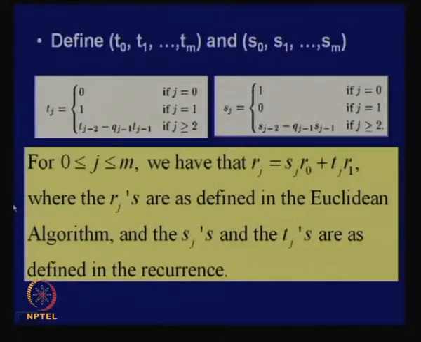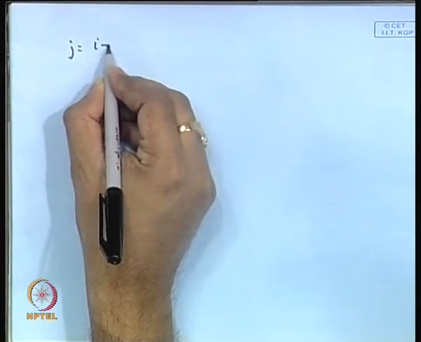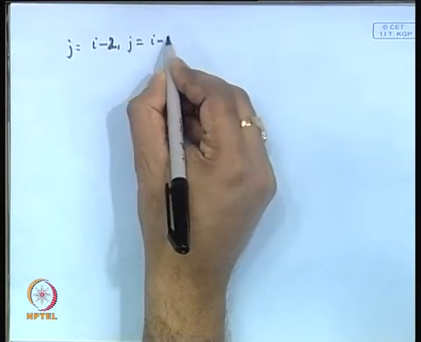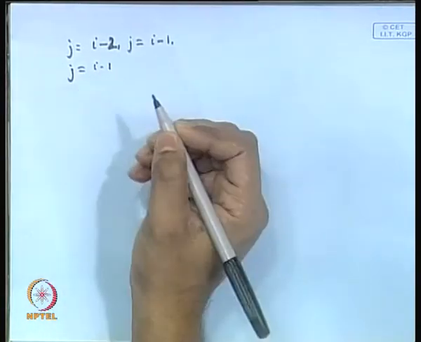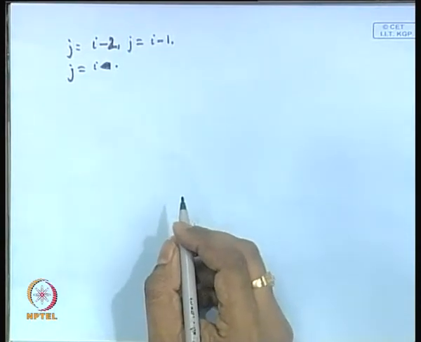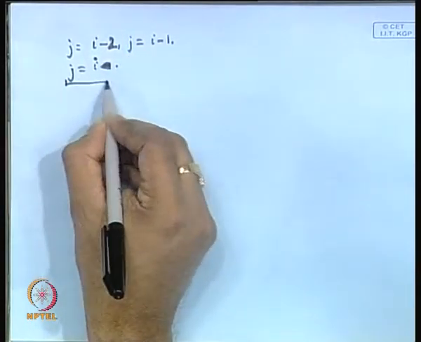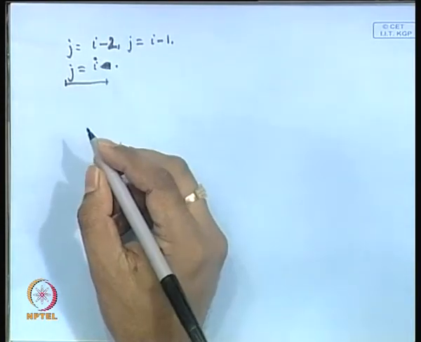So, why does it work? We can see why it works. For base cases like j equal to 0 and j equal to 1, this is trivial. Let us assume that it is true for j equal to I minus 2 and j equal to I minus 1, and we will prove that it is also true for j equal to I. This is basically mathematical induction. So, what type of induction is this? Weak or strong? This is weak induction, okay.